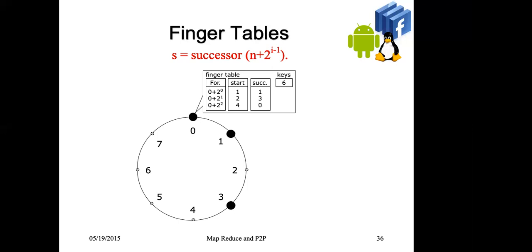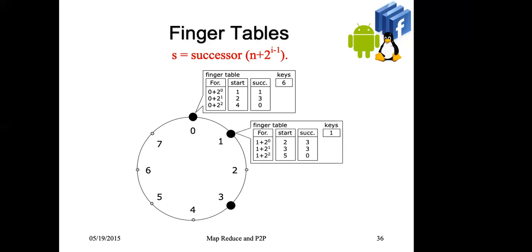Okay, so this is the finger table. Let me show you the finger table for both node number 0 and node number 1. In node number 0, its current position is 0 plus 2 to the 0, 0 plus 2 to the 1, 0 plus 2 to the 2. So there are 3 entries. Why are there 3 entries? Because the ring size is 8, which is 2 to the 3. So you have 3 entries, and for each of these 3 entries, I have what I call a starting point.